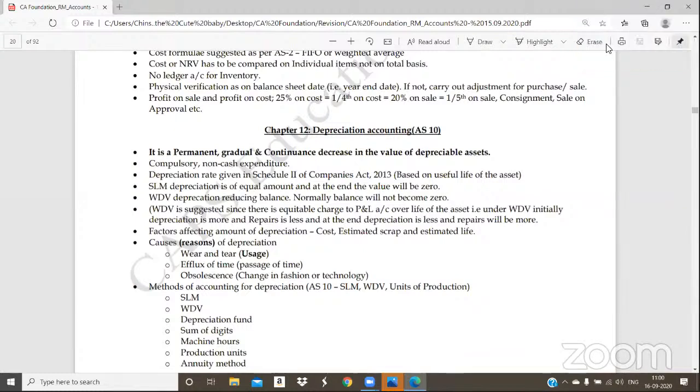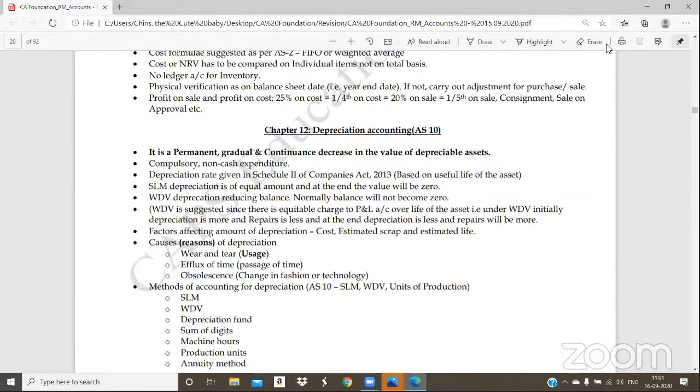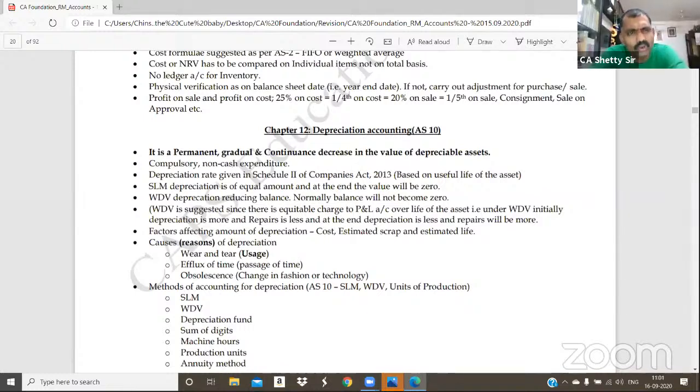Continue. Compulsory non-cash expenditure. So there is no cash outflow. Salary I pay. Depreciation, there is no payment. Next. Depreciation rate is given in Schedule 2 of the Companies Act 2013 based on useful life of the asset. So whenever it is a company, you can go by Schedule 2. That prescribes the minimum rate of depreciation, not maximum.